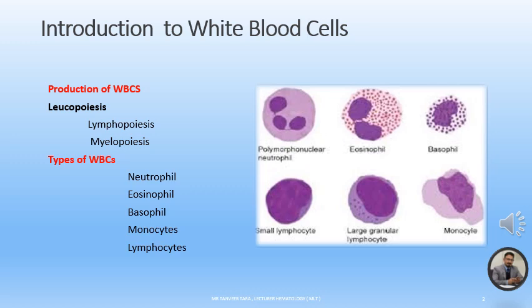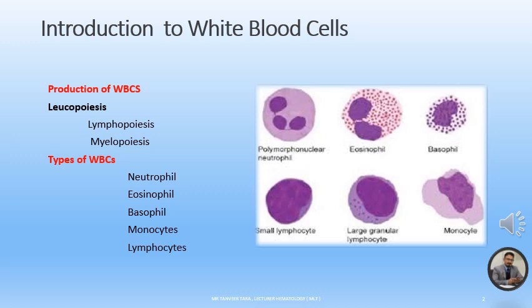And how are these white blood cells formed? They are formed by a special regulatory process, and that process is called leukopoiesis. Leukopoiesis is then divided into two different lineages, the lymphocytic lineage and the myelocytic lineage. The process where lymphocytes are formed is called lymphopoiesis, and the myeloid series formation is known as myelopoiesis.